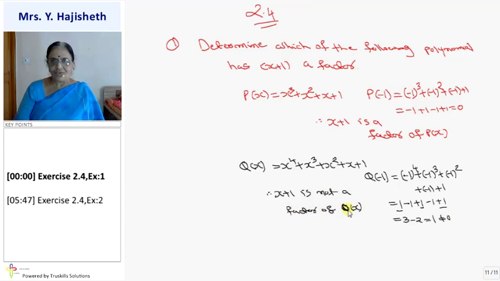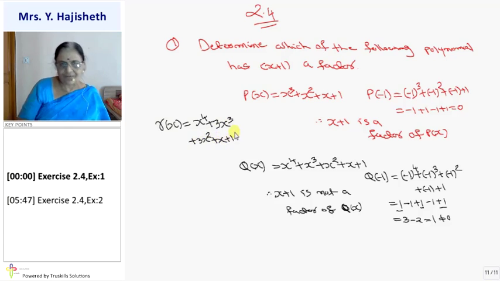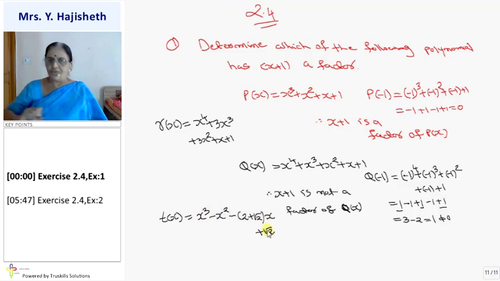Now, third sum. Third I call r(x). r(x) is given as x raised to 4 plus 3x cube plus 3x square plus x plus 1. You check here whether x plus 1 is a factor of r(x) or not. Come on, check it. And fourth sum, I call it t(x). t(x) is x cube minus x square minus (2 plus root 2) into x plus root 2. Here also you have to check: t of minus 1 is 0, then x plus 1 is a factor of t(x). Come on, do it.